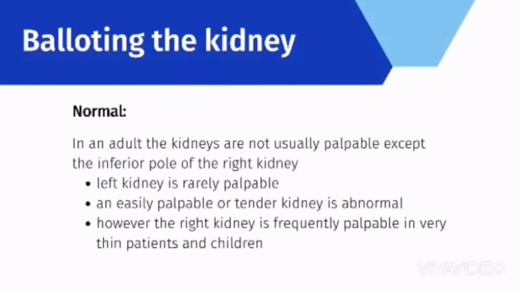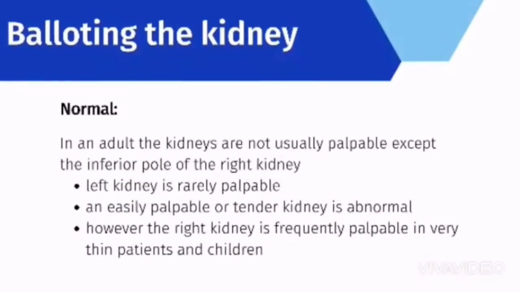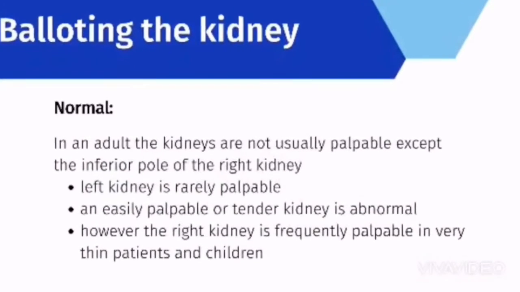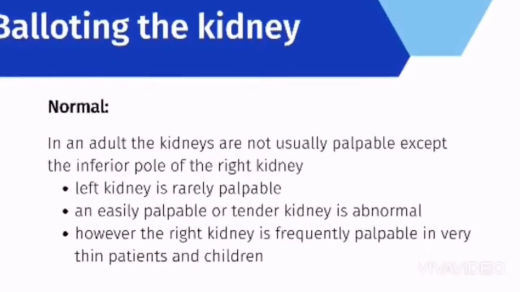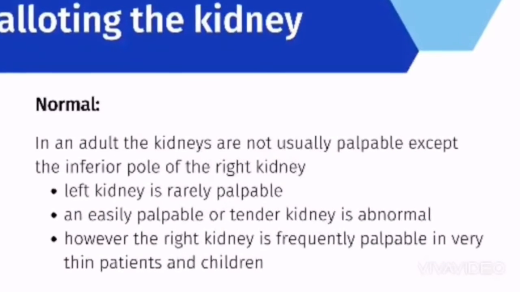Normally, in an adult, the kidneys are not usually palpable, except the inferior pole of the right kidney. Left kidney is rarely palpable. An easily palpable or tender kidney is abnormal. However, the right kidney is frequently palpable in a very thin patient and children.